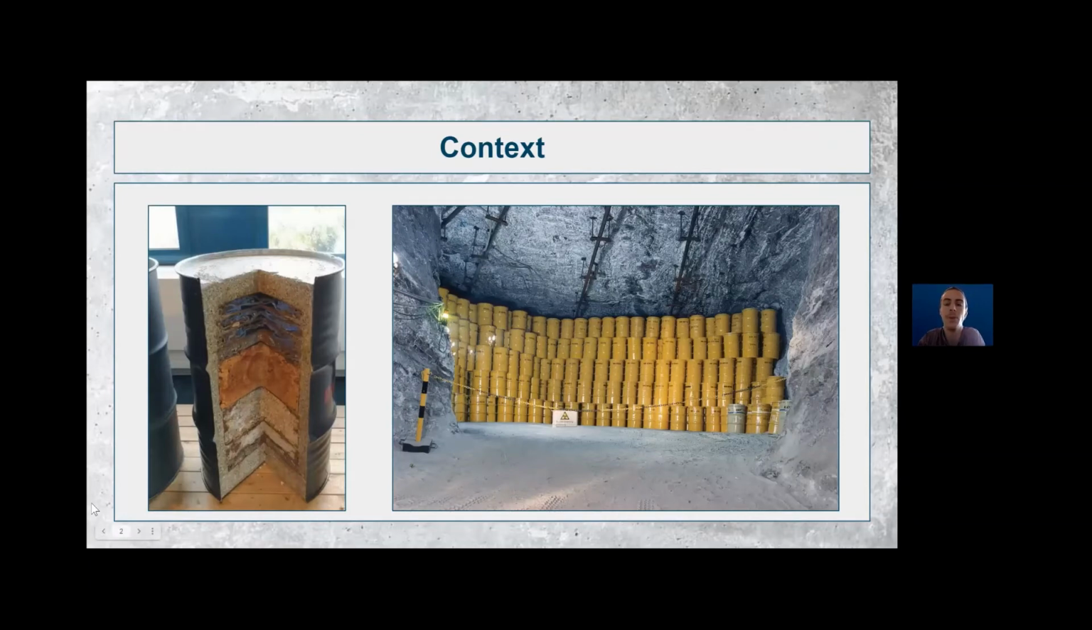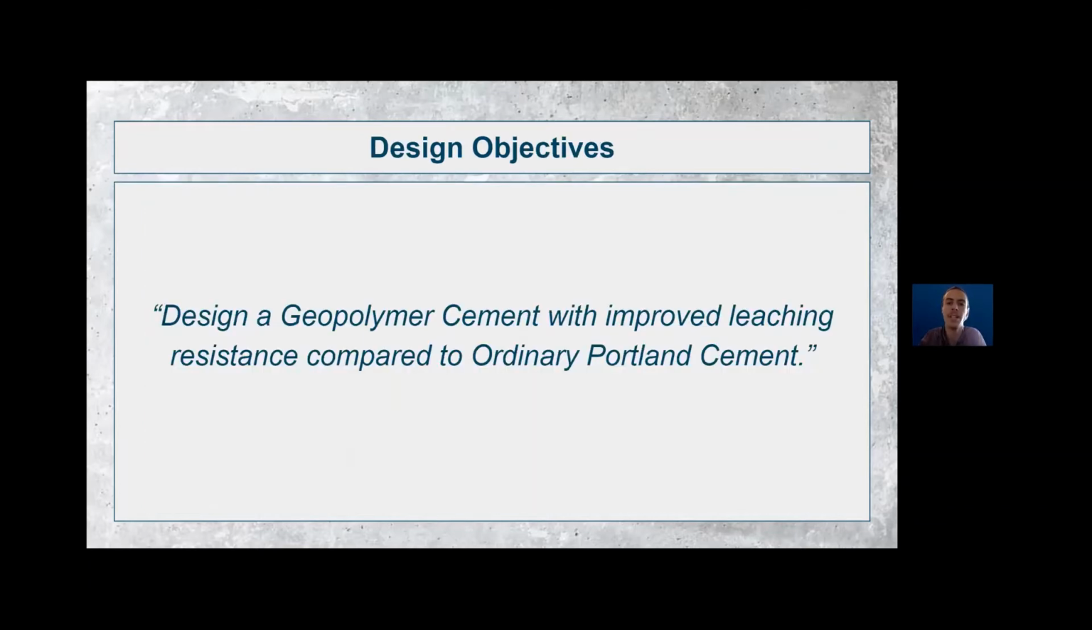An alternative material to OPC is a geopolymer cement, or GP, which is formed by the polymerization of fly ash, water glass, and sodium hydroxide. GP has an improved cesium retention since it immobilizes the radionuclides physically and chemically, as opposed to OPC, which only offers a physical barrier. The objective of our project is to design a GP cement with improved leaching resistance compared to OPC, while maintaining sufficient mechanical performance. Making an economically competitive product with reduced carbon footprint are secondary objectives.